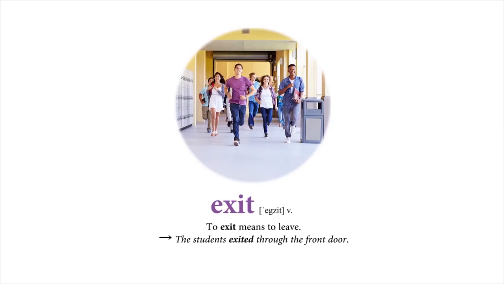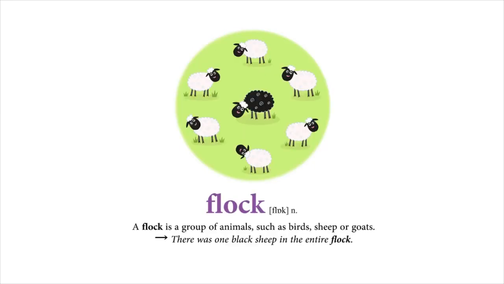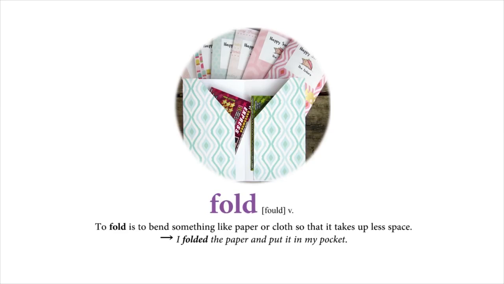Exit. To exit means to leave. The students exited through the front door. Flock. A flock is a group of animals such as birds, sheep, or goats. There was one black sheep in the entire flock. Fold. To fold is to bend something like paper or cloth so that it takes up less space. I folded the paper and put it in my pocket.